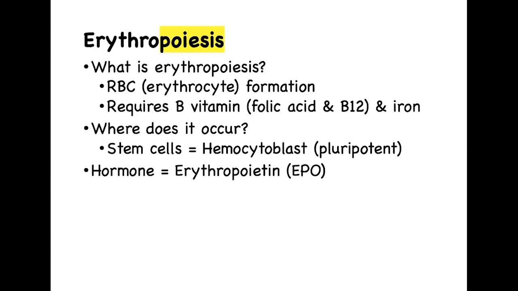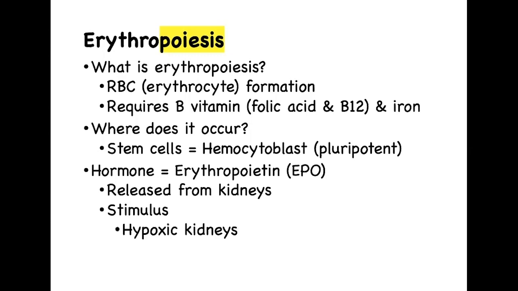The hormone that increases erythropoiesis or red blood cell production is called erythropoietin, or EPO. It is released by the kidneys. The stimulus for the release by the kidneys is decreased oxygen to the kidneys. This is what is called hypoxic kidneys.